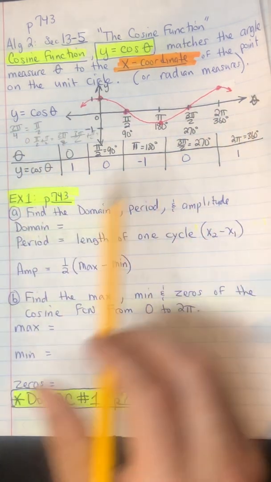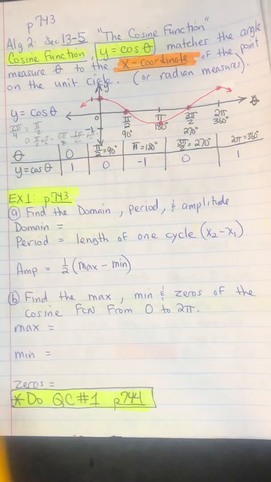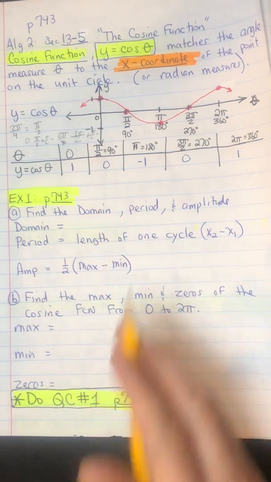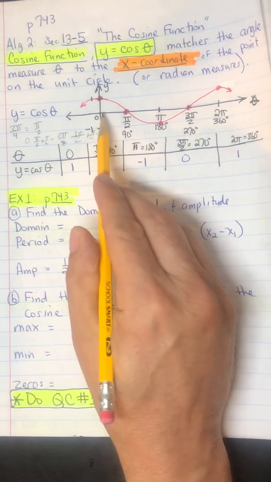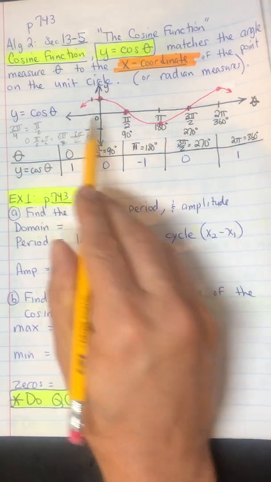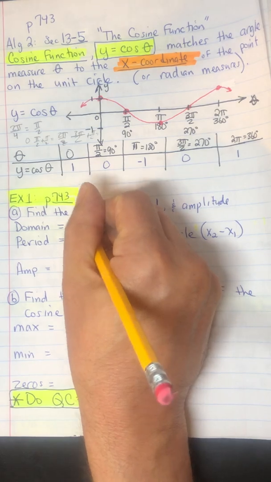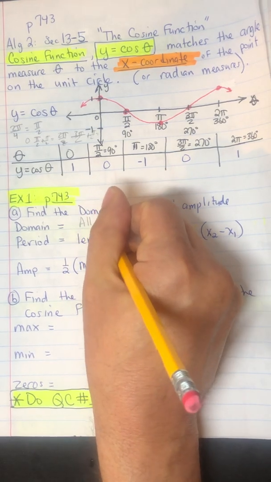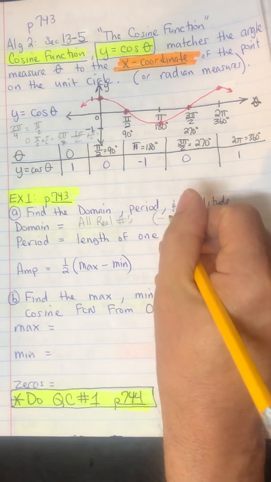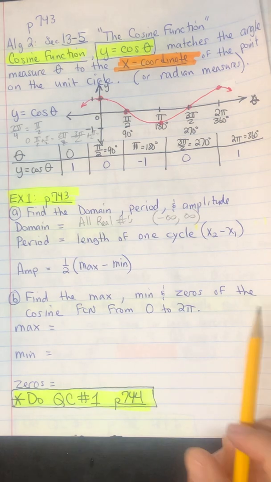Okay, now that we have the graph, example 1 is find the domain, period, and amplitude of the parent function of the cosine. So the domain is going to be all the x values that are possible in this graph. We just graphed from 0 to 2 pi, but this graph does go on forever in both directions, and it keeps repeating. It's a periodic function. So the domain is going to be all real numbers. Remember how to write all real numbers in interval notation? Negative infinity to infinity. You can write it like that, or you can say all real numbers, doesn't matter.